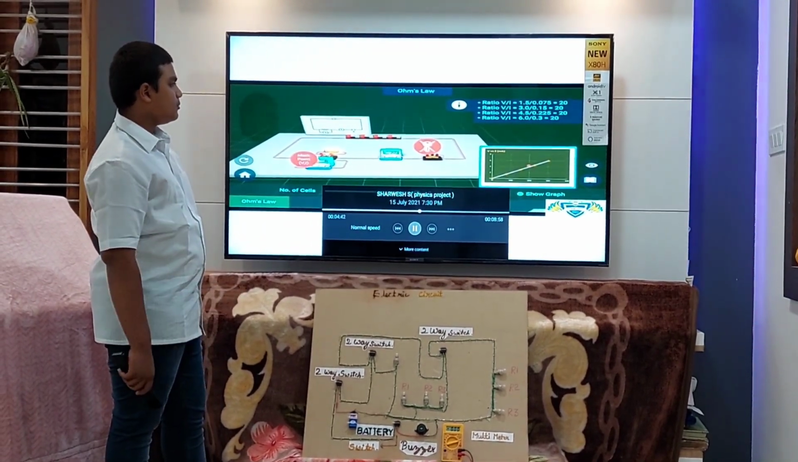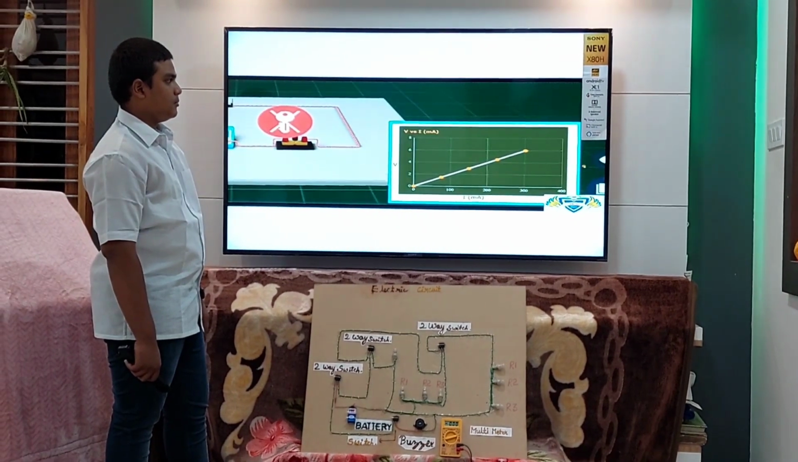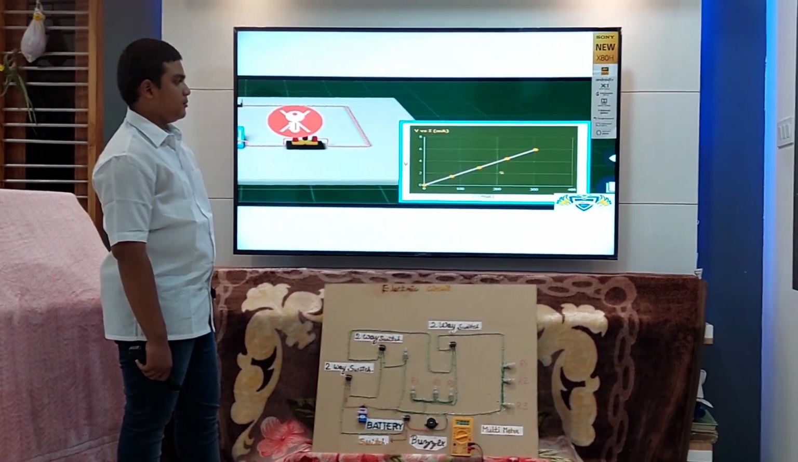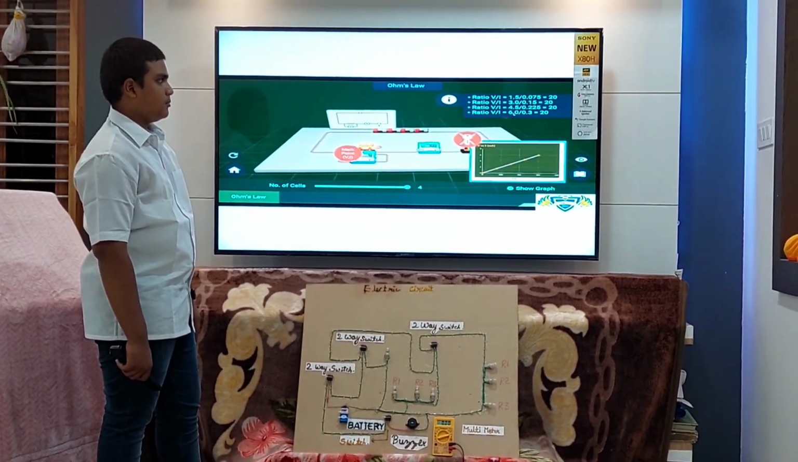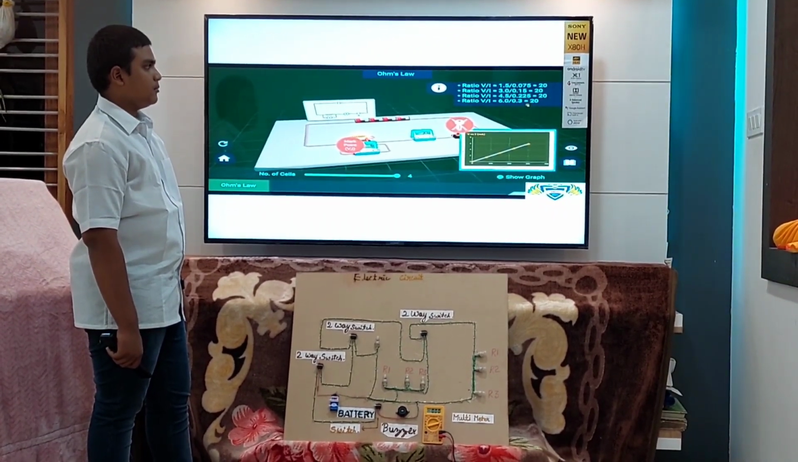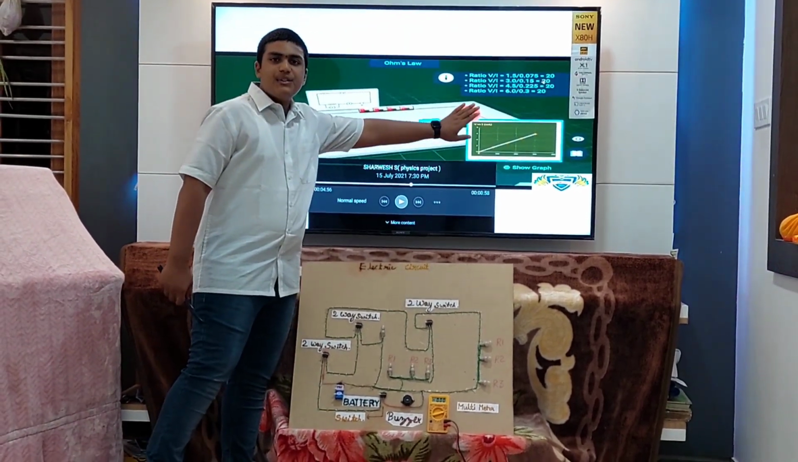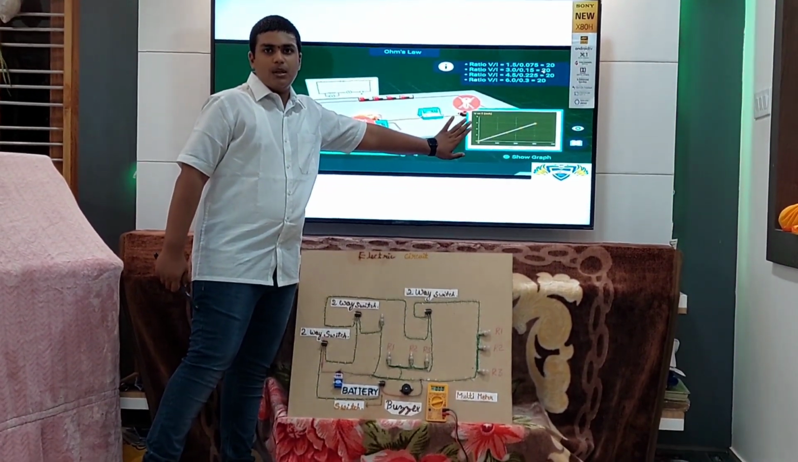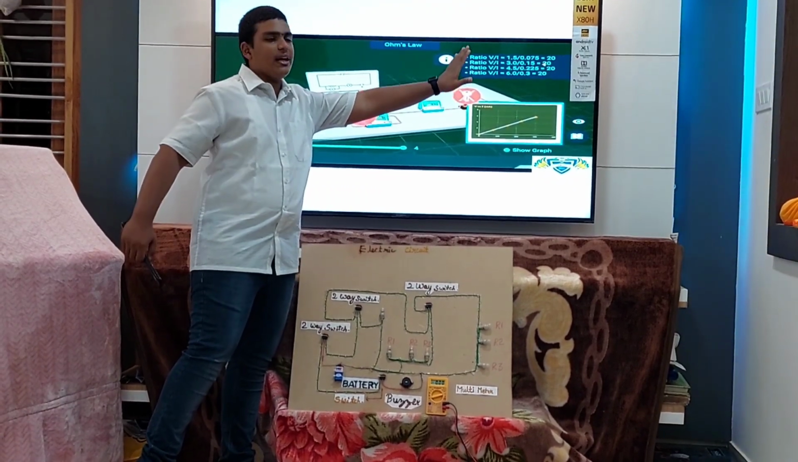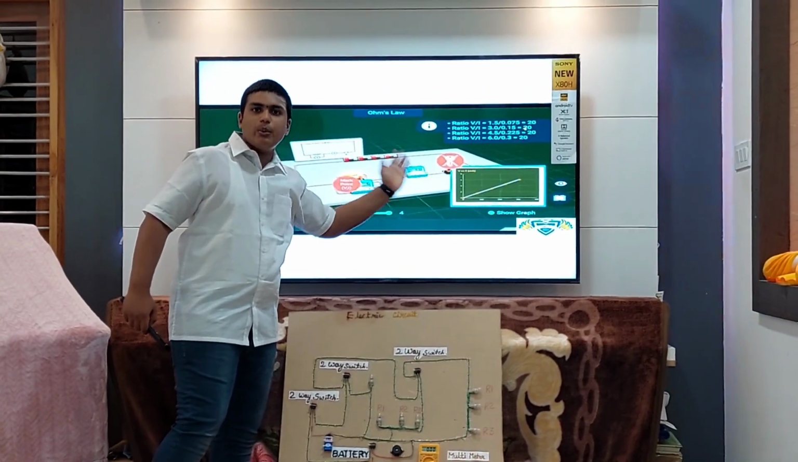We can see that the V versus I graph is a straight line passing through the origin. The ratio of V and I in each case is the same. Thus, V by I is a constant ratio. And here they are telling that V by I is a constant ratio. So we are getting all the values equal: 20, 20, 20, 20.